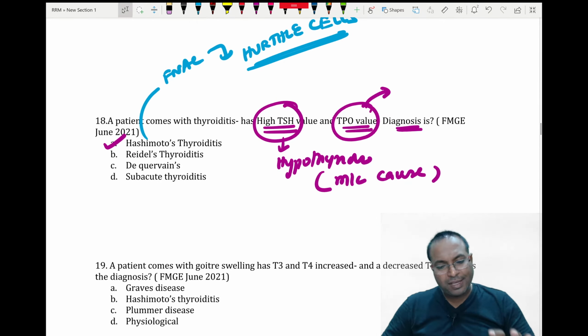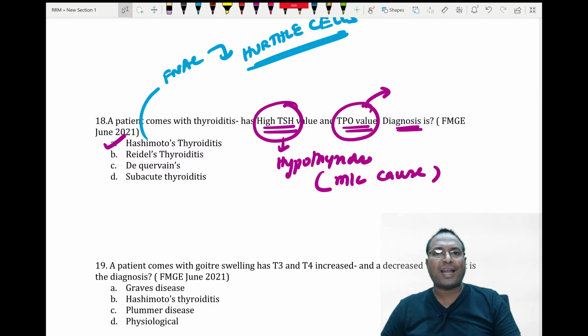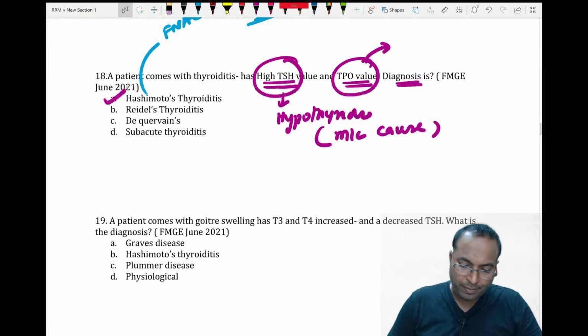So please don't forget, this is a highly expected question. Hashimoto's thyroiditis is the most common cause of hypothyroidism worldwide. FNAC shows Hürthle cells. Thyroid peroxidase antibodies are positive. It is an autoimmune disease.